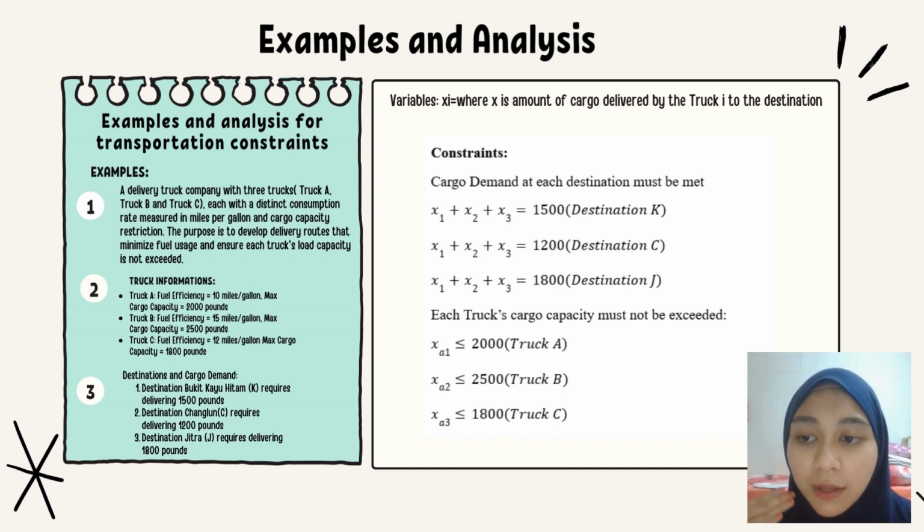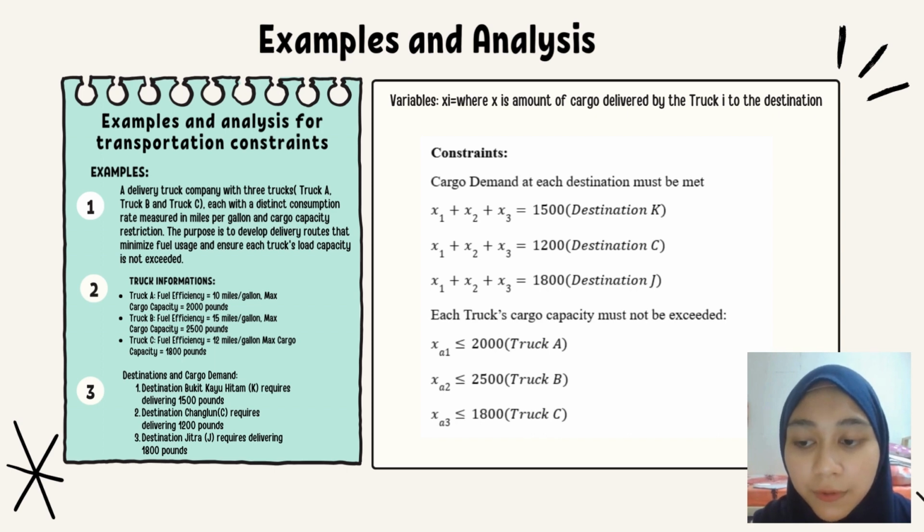So we have truck information. Truck A, fuel efficiency is 10 mpg, max cargo capacity is 2,000 pounds. Truck B, fuel efficiency is 15 mpg, max cargo capacity 2,500 pounds. And lastly, truck C, fuel efficiency 12 mpg, max cargo capacity is 1,800. Next, destination and cargo demand.